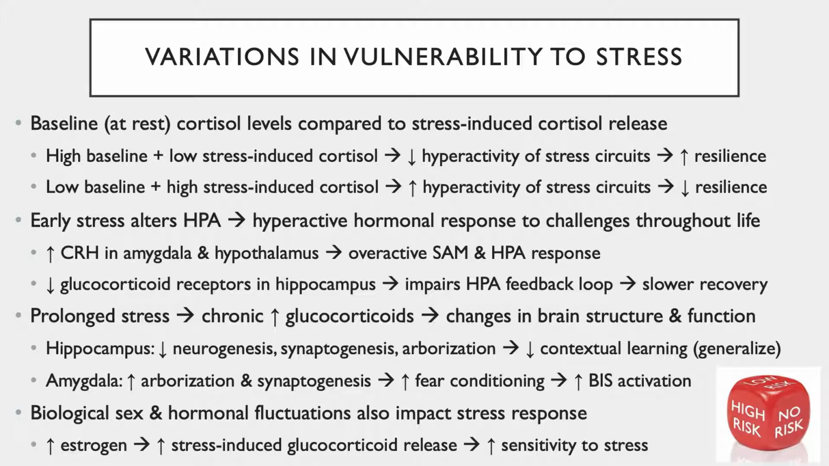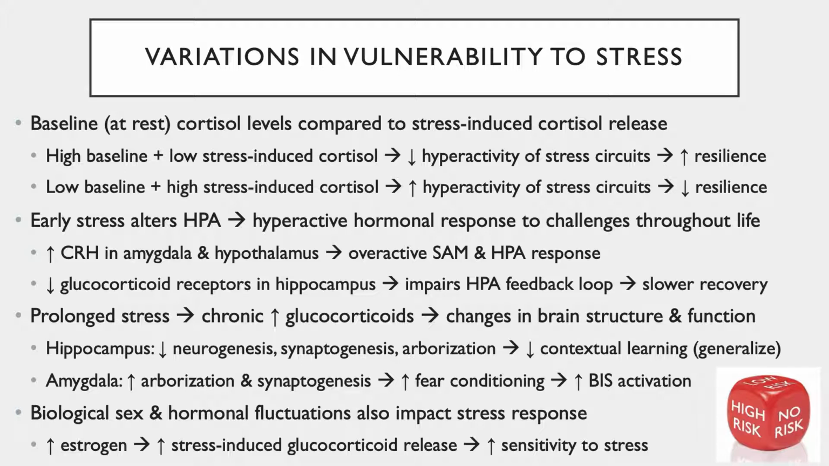Additionally, low glucocorticoid receptors in the hippocampus does cause an impaired feedback loop in terms of the HPA system. That means that because there are fewer glucocorticoid receptors, the ability of those receptors to send the feedback signal to slow down is impaired, and therefore the individual is slower to recover from HPA activity. Another factor is prolonged stress. When it comes to prolonged stress, we see an increase of glucocorticoids over long periods of time, which eventually can change both brain structure and function.